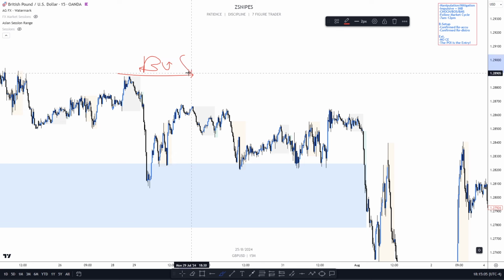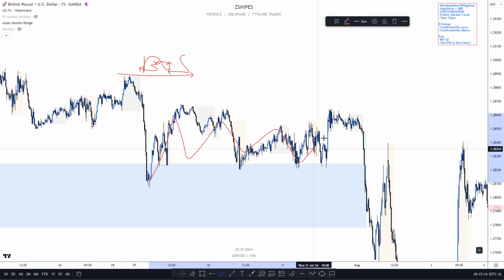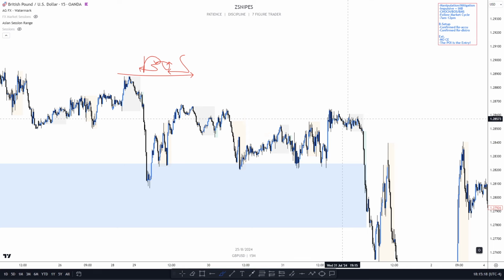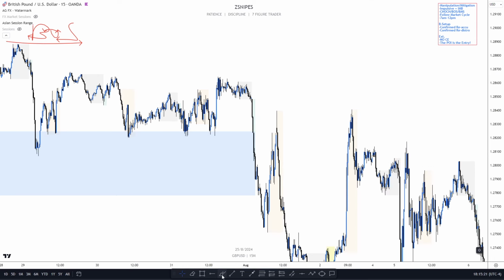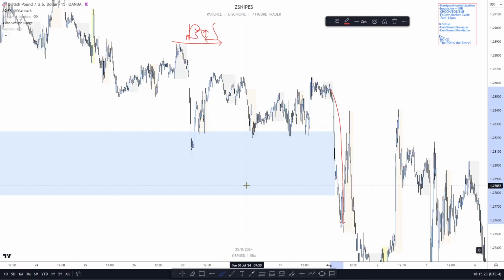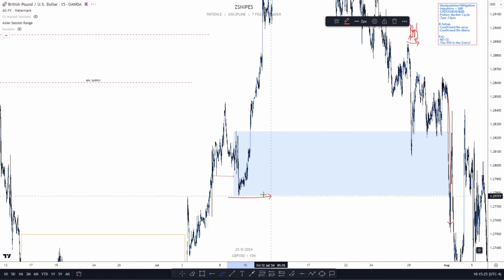Our BOS is at this high. This is the high that tapped into our demand zone. So we need this high to get broken, right? In order for us to say that buyers are getting back into the market. We don't see that, right? We see the market just kind of stall right here. We don't see any buying pressure. We don't see any momentum. And look what happens. The market comes in and we see an explosion to the downside, breaking this demand zone.